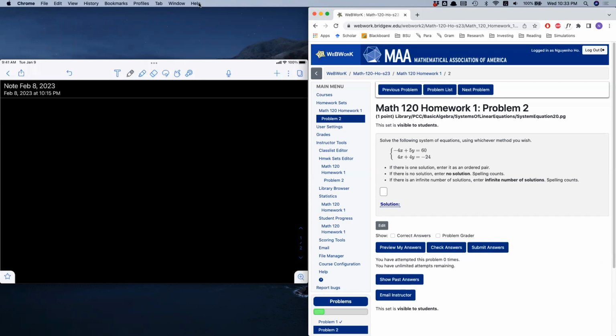So this is homework 1 and this is problem 2. You have the augmented matrix of the form -4, 5, 60, then 4, 4, -24. You can input this into the code and obtain the solutions. All right, so that's for problem 2.